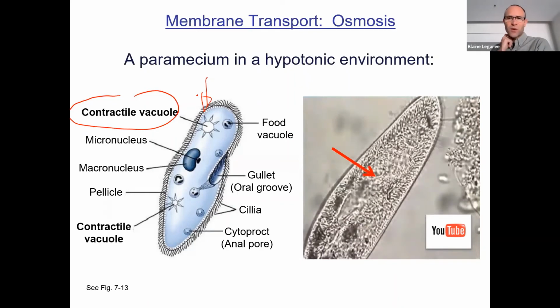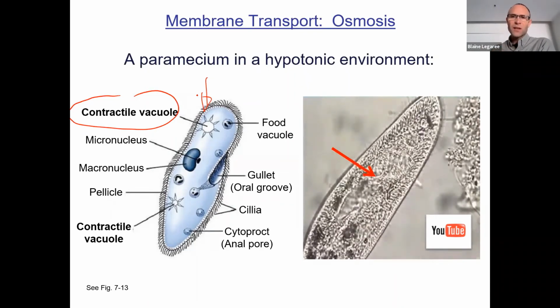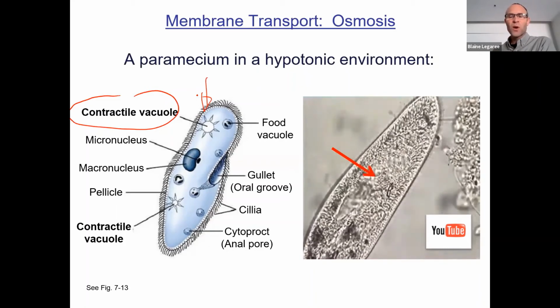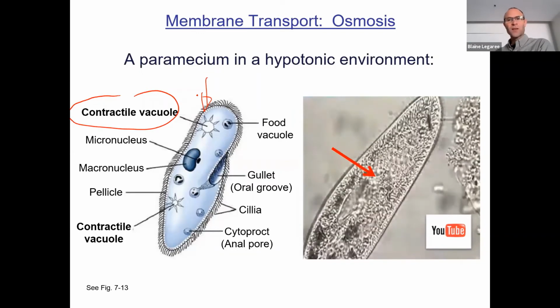So if you watch this video carefully, every once in a while, it takes about maybe 10 seconds, I'm just watching it now, you'll see eventually a circle, and it's going to pump the water out. So that's what a contractile vacuole is. There it goes. Contractile vacuole. It basically pumps water out.